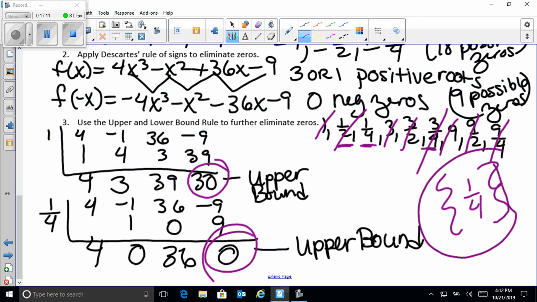So notice though that it's a third-degree polynomial, that means we have 3 possible roots. But you say, well, we only have 1; the other ones could be complex. So keep that in mind a little bit.